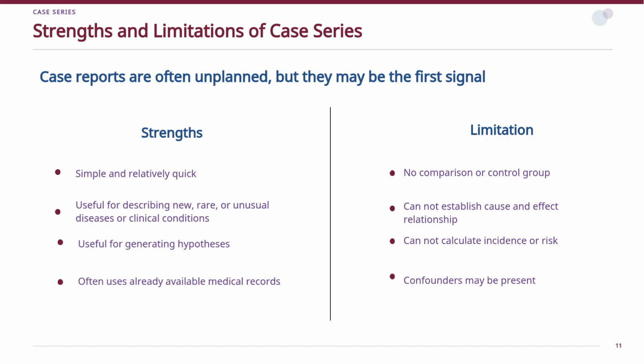They can identify new patterns or adverse effects and generate hypotheses for future research. However, case series have no comparison group, so they cannot establish cause and effect. They usually cannot measure incidence or risk because the population at risk is unknown. Selection bias and confounding may also affect the findings.